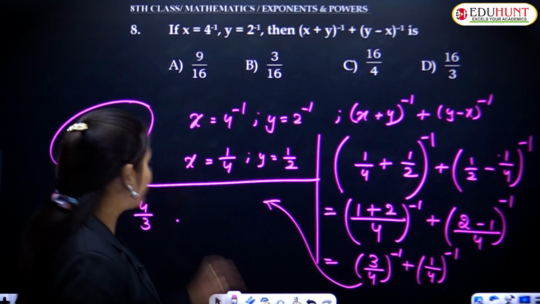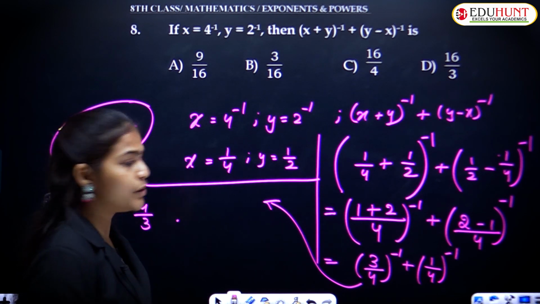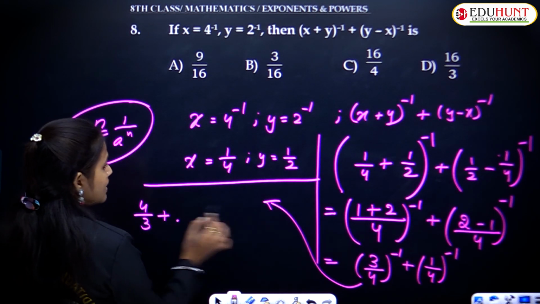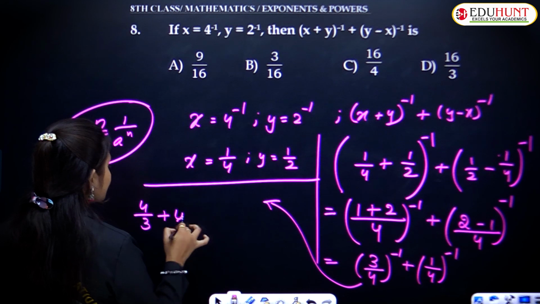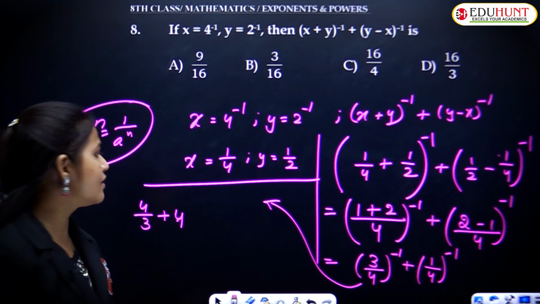1 by 3 by 4, again we will get it as 4 by 3. It's a reciprocal, no? So that one, plus (1 by 4) whole inverse, that is 4. 1 by 1 by 4, so again that one becomes 4 only.